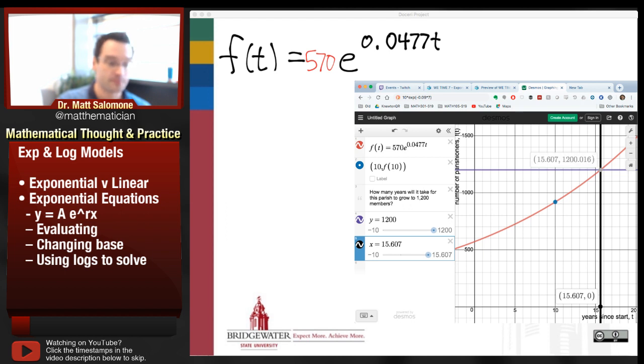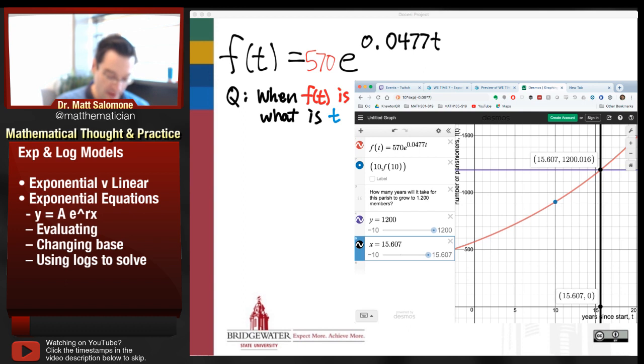Get our numbers back on the screen here. Okay, so how would I have done this with algebra? Well, first of all, we'll recognize what the question is. The question is, when the number of parishioners, that's f of t, is 1,200, the question's asking, what is t? In other words, how many years would it have taken to reach that level? Or on my graph, when the value of y is 1,200, what is the value of x going to be?